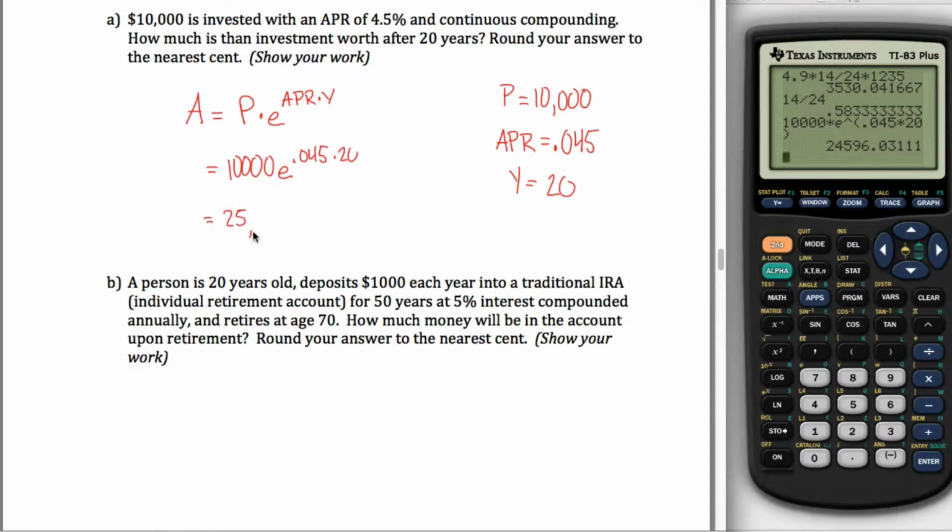25,000 and change. A lot of change. 24,000 and change. $24,596. And we want it rounded to the nearest cent, so I'll say and 3 cents.